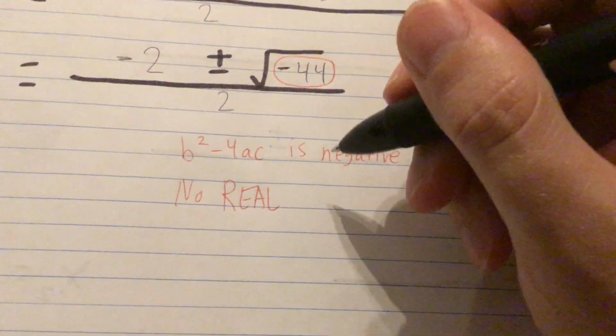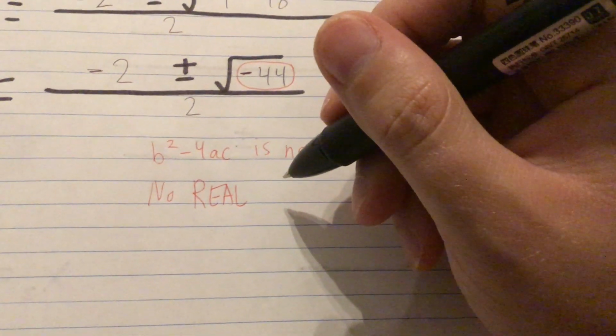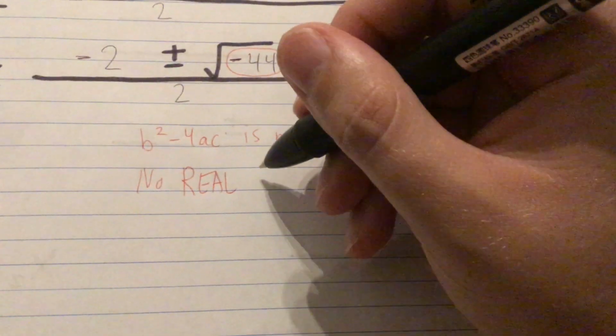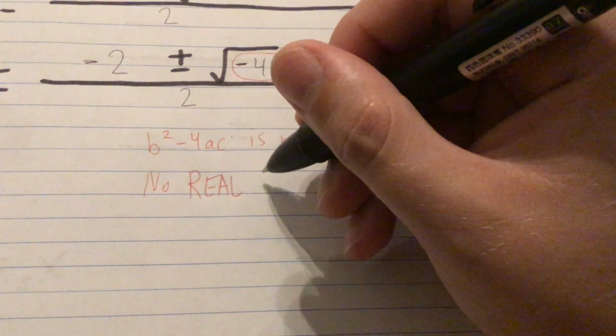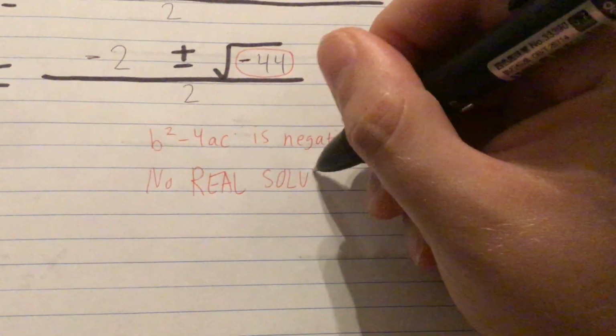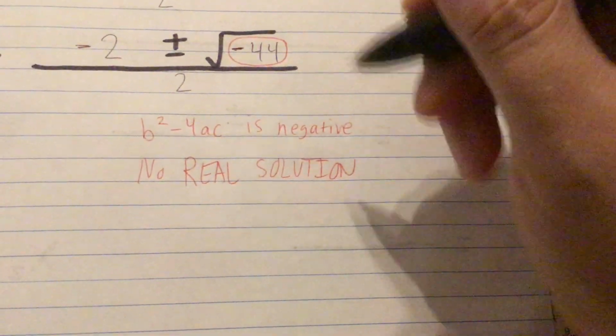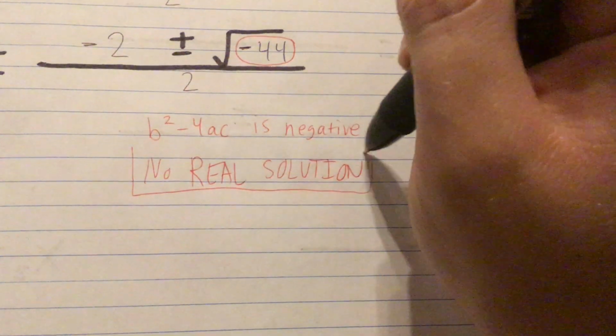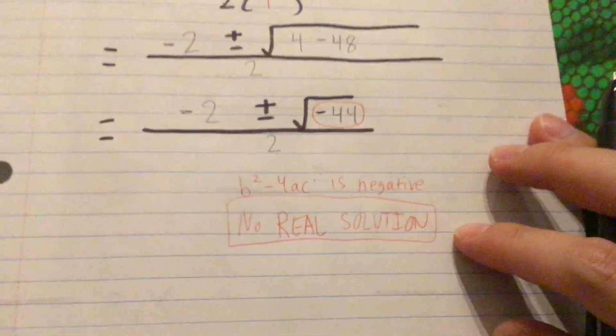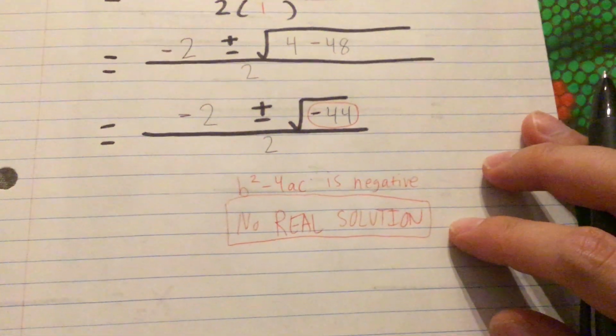When you go into algebra 2, there are two complex solutions. So two numbers involving imaginary numbers, but there's no real solution. That is the solution, that there is none. It'll never cross the x-axis.